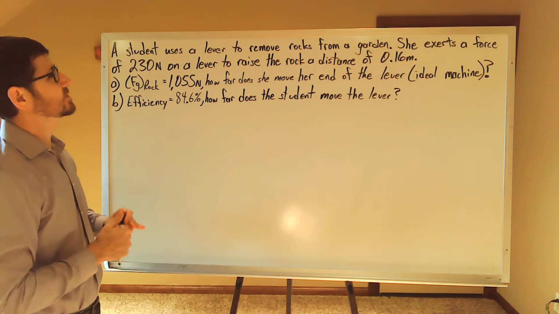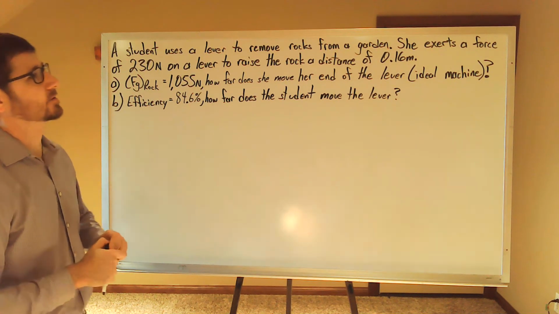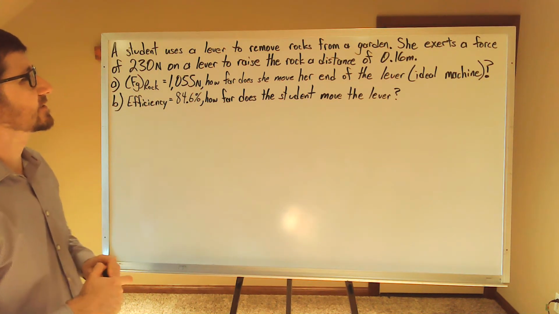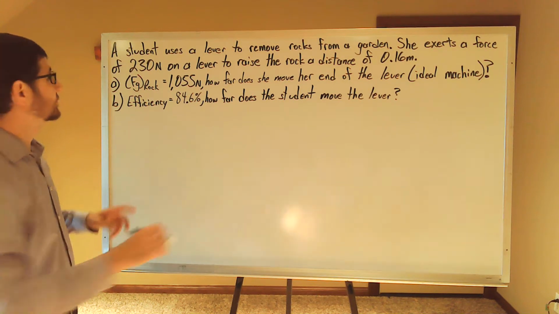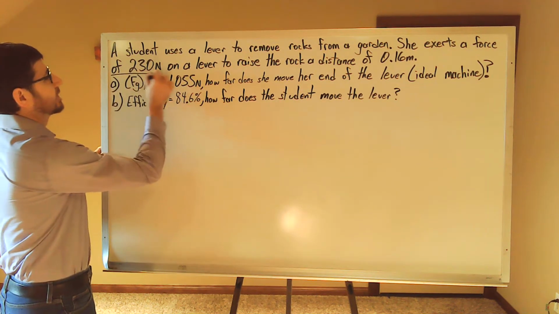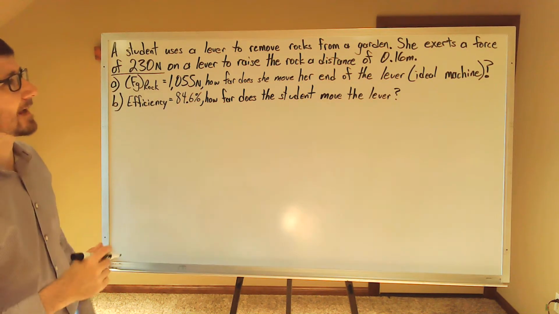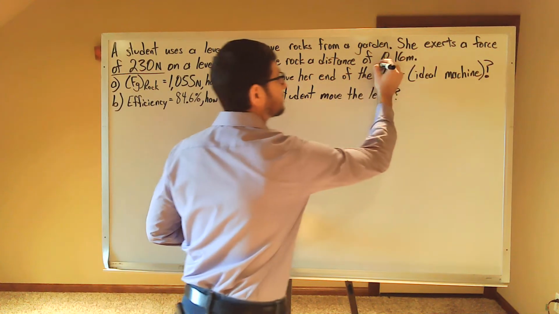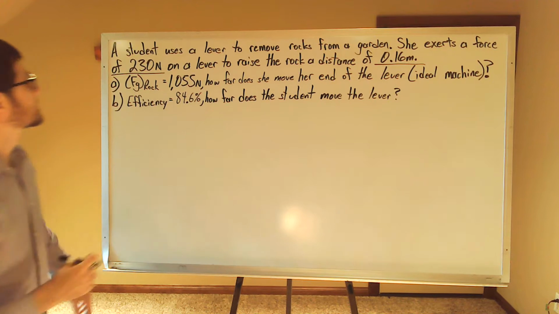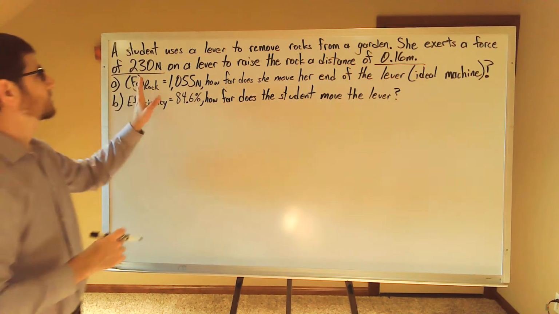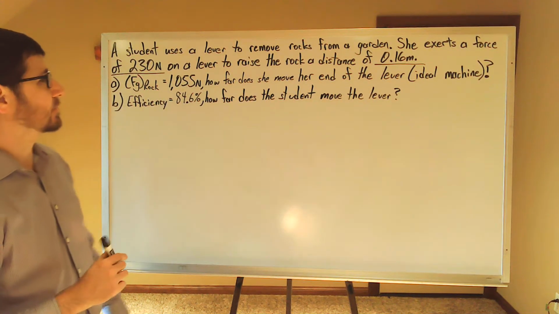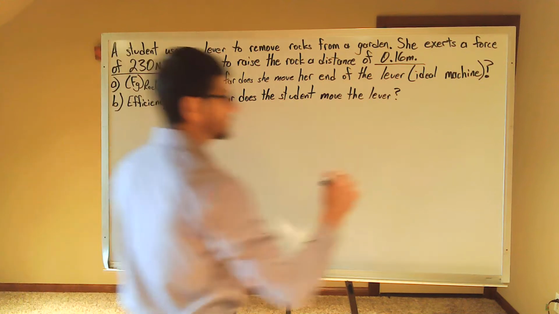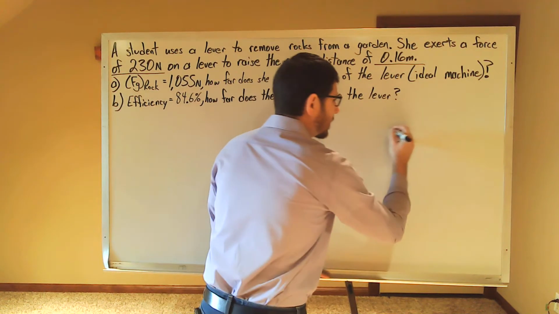A student uses a lever to remove rocks from a garden. She exerts a force of 230 newtons on a lever to raise the rock a distance of 0.16 meters. Okay, so let's go ahead and identify what these values represent. So what I want to do is first, let's go ahead and draw a picture.